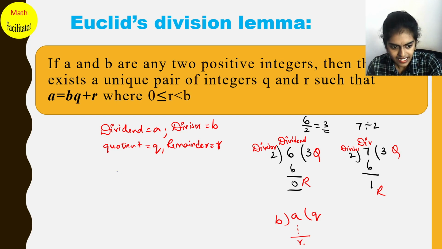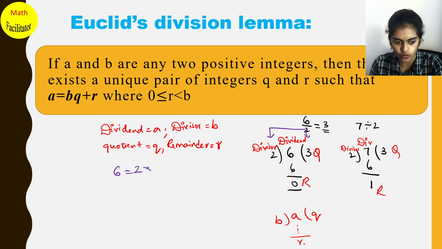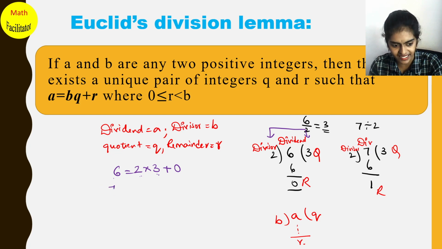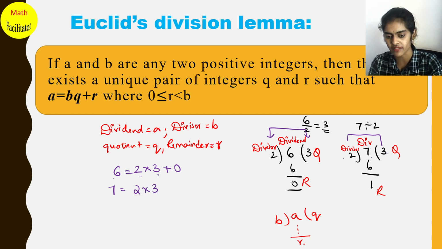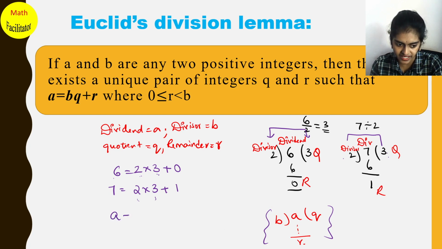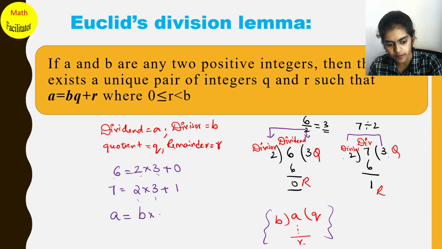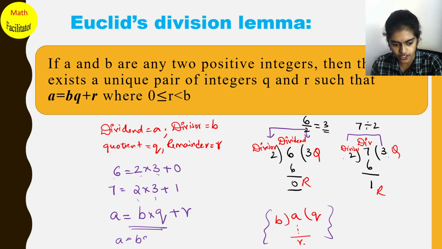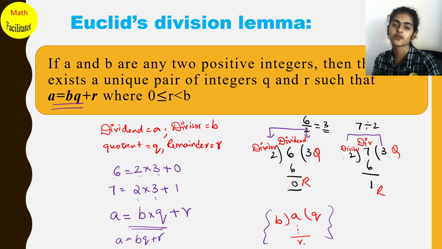Here you can see the relation: this dividend 6 I can write as 2 times 3, divisor into quotient, plus the remainder. Here also, this 7 I can write as 2 times 3, divisor into the quotient, plus the remainder: 2 3s are 6 plus 1 gives me 7. Similarly, the dividend can be written as divisor multiplied by quotient plus the remainder. Clear? So a = bq + r is what is called Euclid's division lemma.